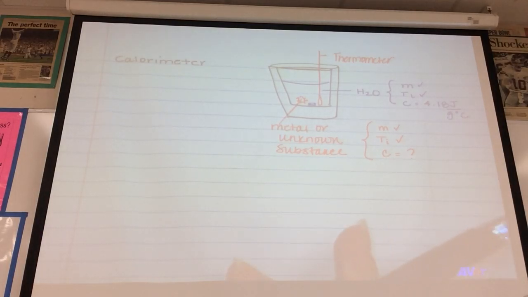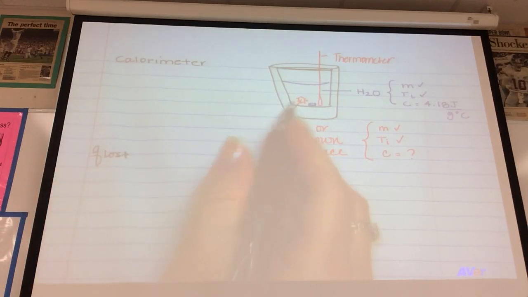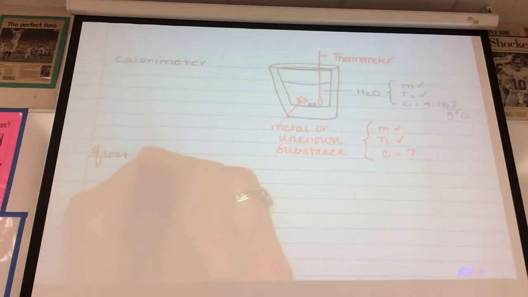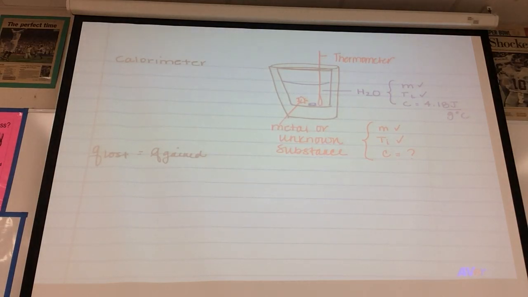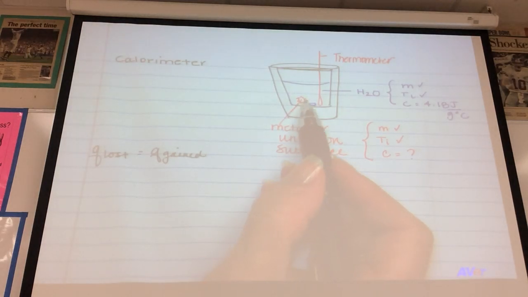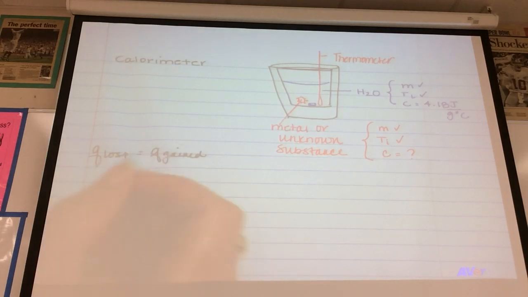One thing that we mentioned early on is that energy is conserved, the law of conservation of energy, and what you're going to see is any heat lost by the metal, because typically it's red hot, will be equal to but opposite to the heat gained by the water, because the water will warm when heat is transferred from the hot metal or unknown substance to the cooler water. These will be equal but opposite, negative in sign.